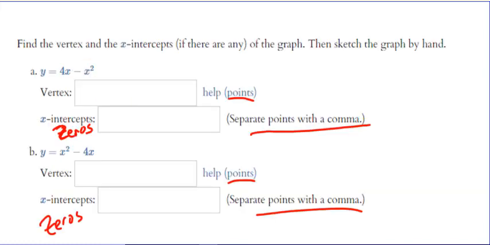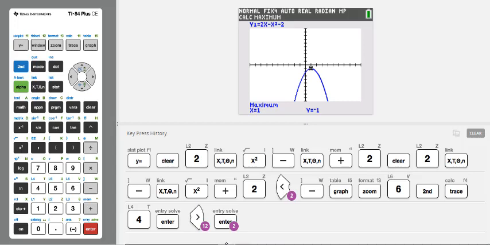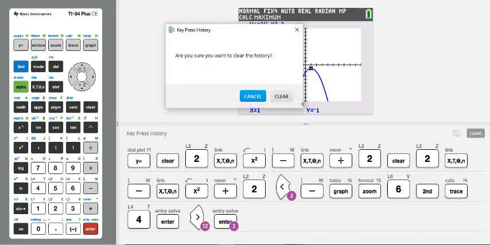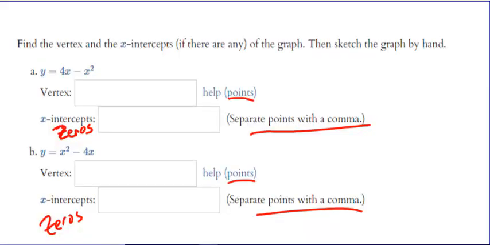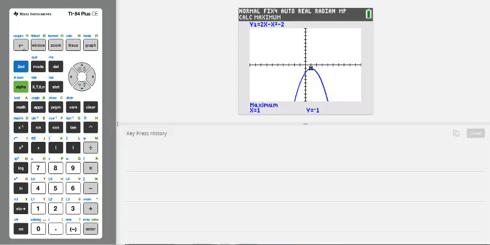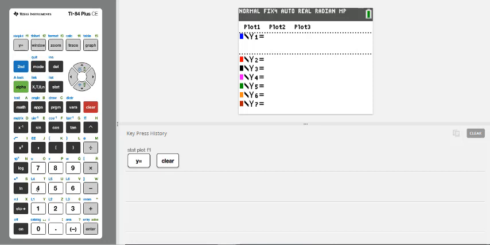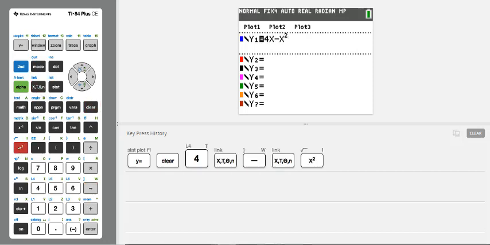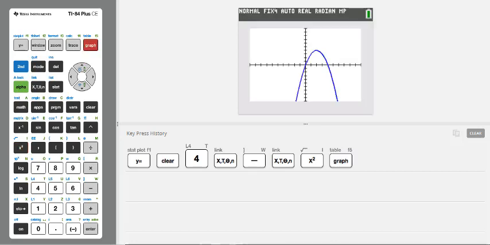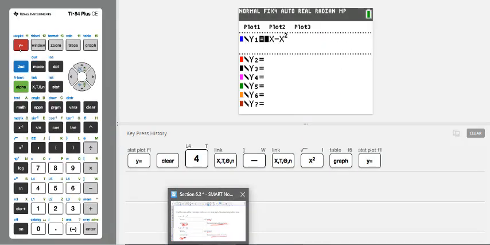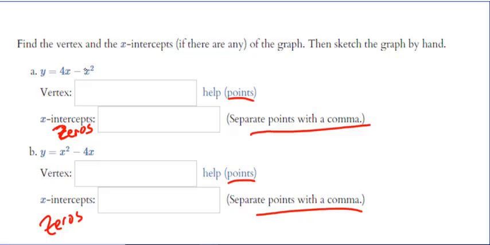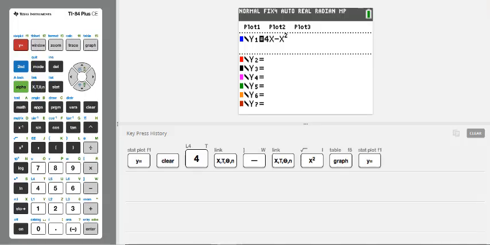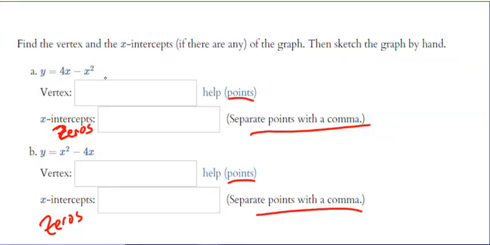Okay. All right. So 4x minus x squared. Okay. Hit graph. Make sure that I got this correct. 4x minus x squared. All right. So I want you to see something real quick. It doesn't have a constant. It doesn't have a plus some number. So we would know that the y-intercept is 0, right?